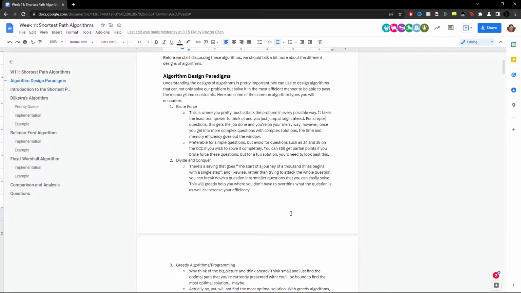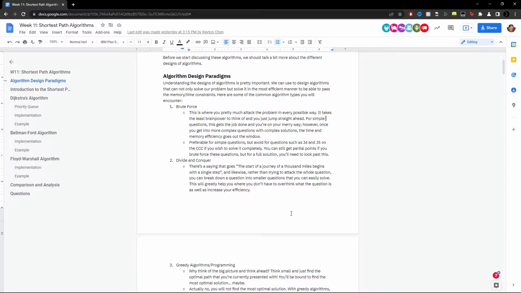The second algorithm design paradigm that we'll be looking at is divide and conquer, and this goes back to an old saying: the start of a journey of 1,000 miles begins with a single step. Likewise, rather than trying to attack the whole question, we can break it down into smaller questions that you can easily solve. This will greatly help you, as you don't have to overthink what the question is, and it increases your efficiency. Why try to attack the whole question when you can attack the smaller bits to understand the bigger picture?